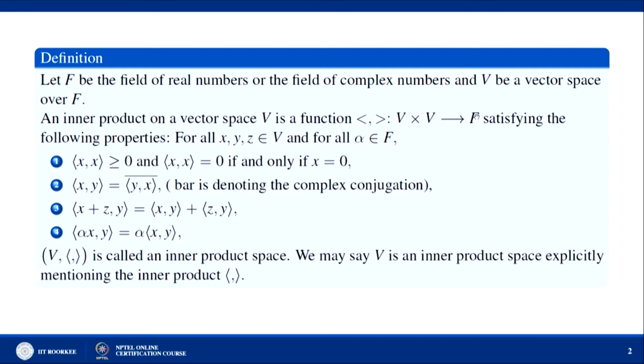These are the 4 properties which an inner product must hold for every x, y, z in V and for every alpha in the field. So, what are these 4 properties? The first property is: inner product of x with x is always greater than or equal to 0, and it is equal to 0 if and only if x is equal to 0. This is the first property.